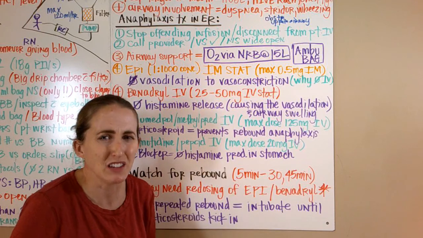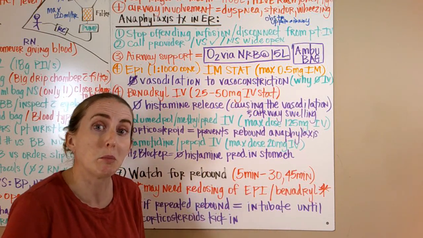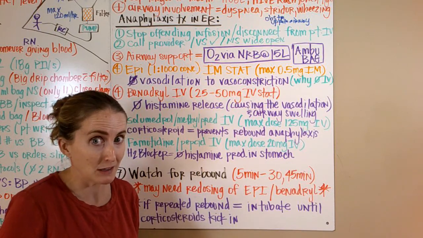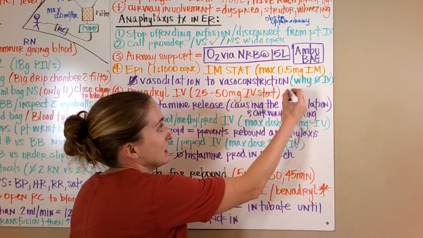So we give a potent vasoconstrictor, IM. But why don't we give it IV? That's weird. We have an IV. Why not give it IV? Well, if you remember from Megacode week, when we give IV epi, we have to keep giving it every 3 to 5 minutes because it wears off.